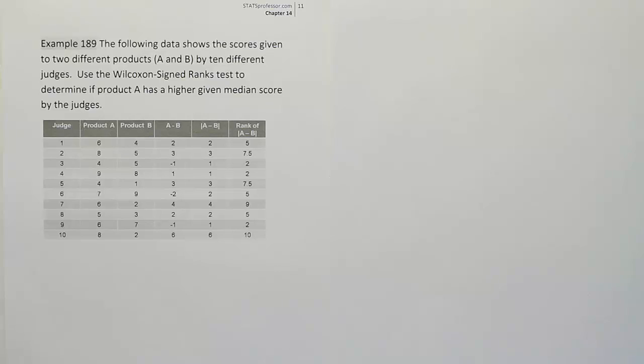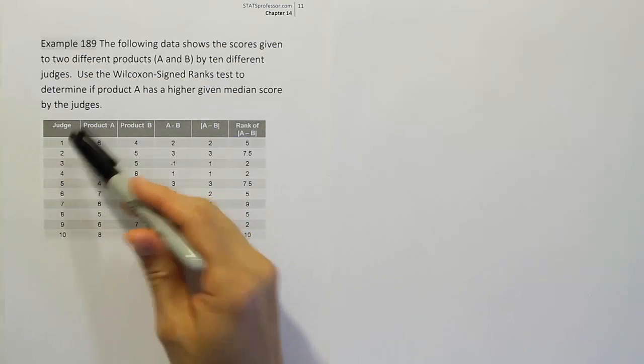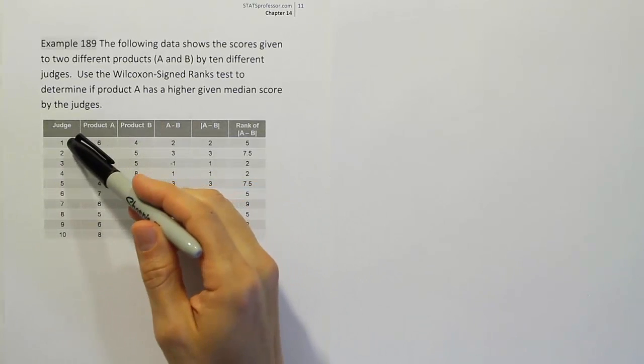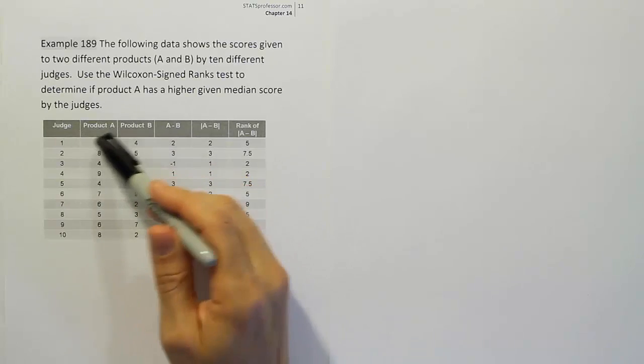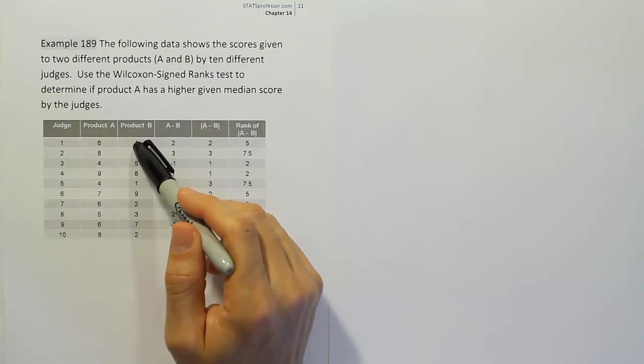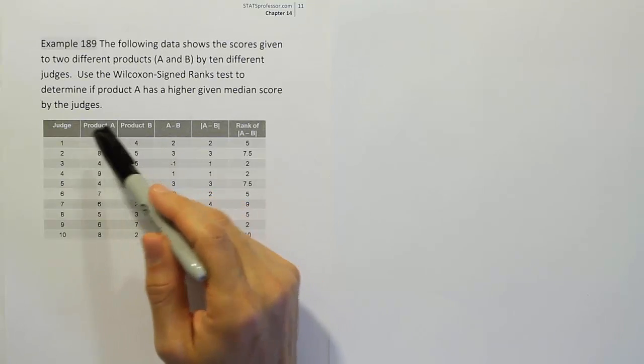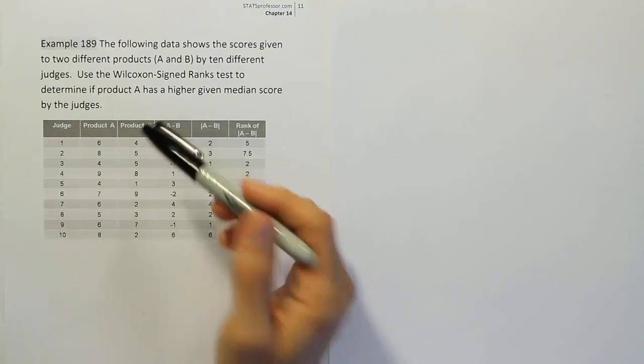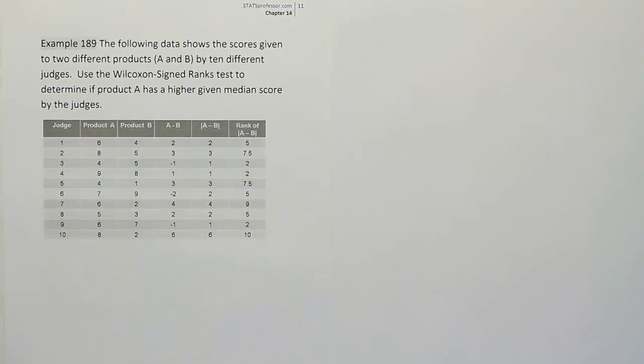Because even if Judge 1, for example, is harsher than Judge 4, Judge 1 would still vote one product higher than another. So if you're only comparing across the two, it makes more sense, and you can still conclude that Judge 1 felt that product A was better than B, for example. Okay, so anyways, that explains why they used the design they did. It's a dependent scenario, so we're using the Wilcoxon signed rank procedure. Let's start with the claim.